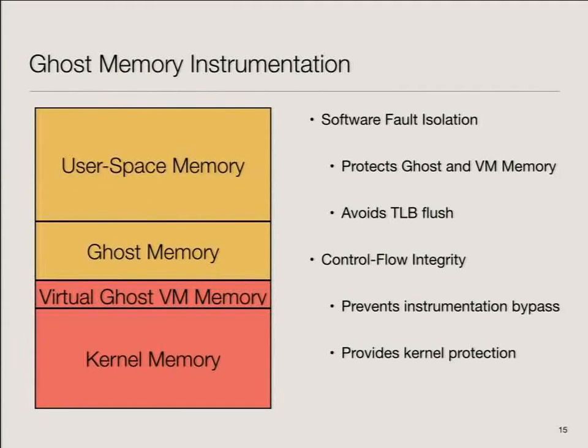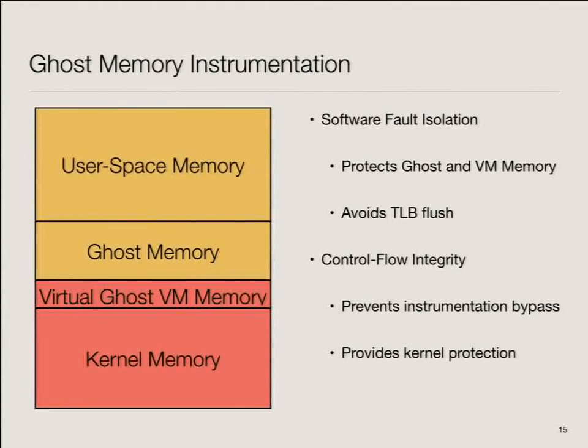Now, let's say your operating system kernel unfortunately has a buffer overflow in it. An attacker could potentially use that buffer overflow to change the control flow to jump over these new instructions that we've added. And that would allow the operating system kernel to access ghost memory or VM memory. And that would be bad.